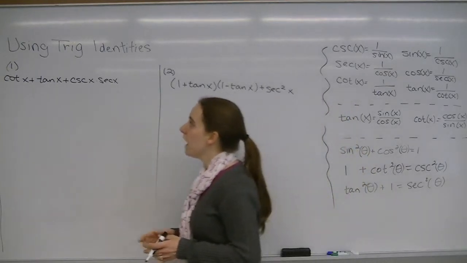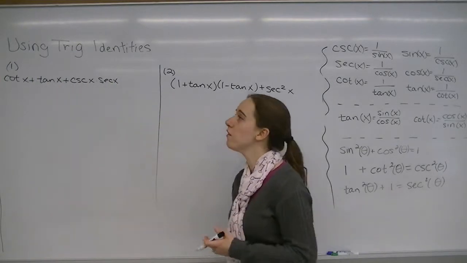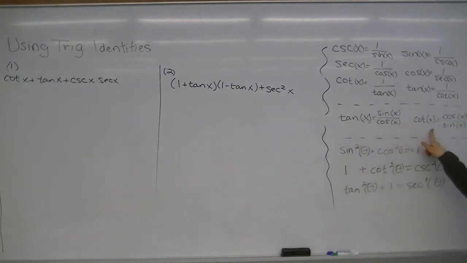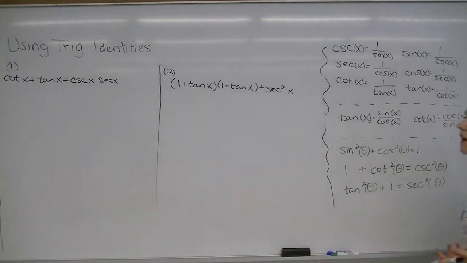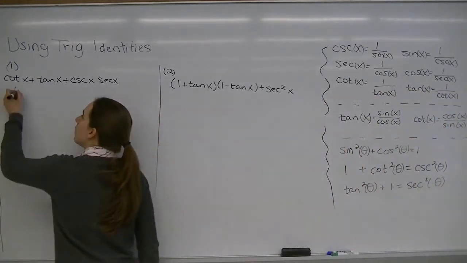So since I have cotangent, tangent, cosecant, and secant, I know all of those have identities telling us how to write them in terms of sine and cosine. So let's do that, just so we start with everything on the same page. Maybe that'll give us an idea where to go.